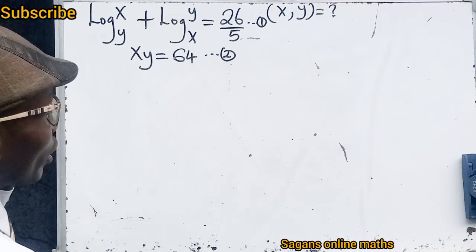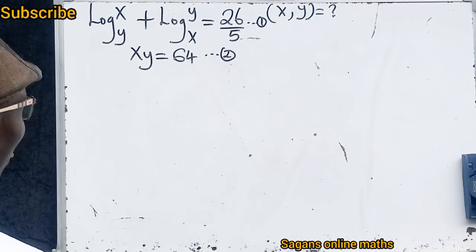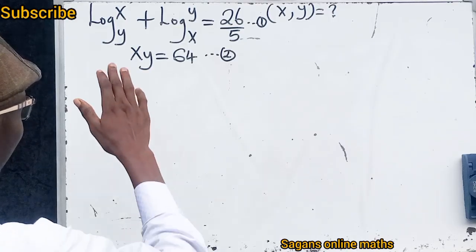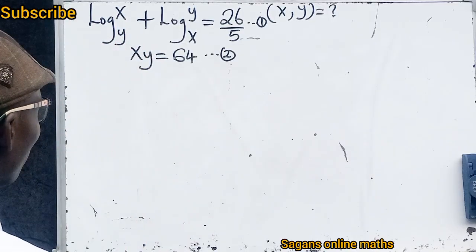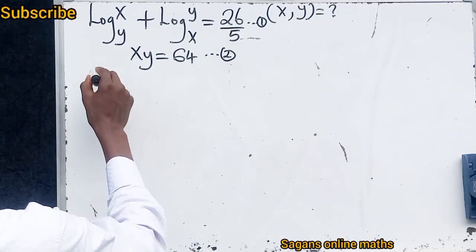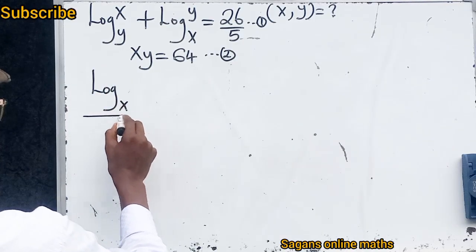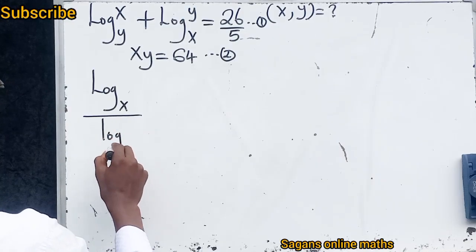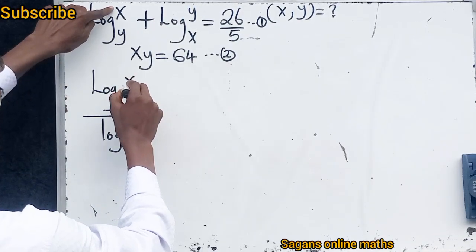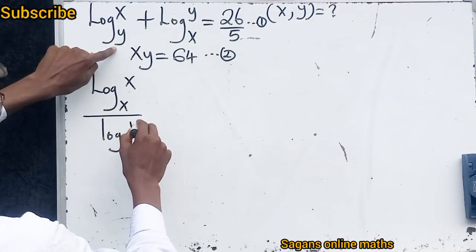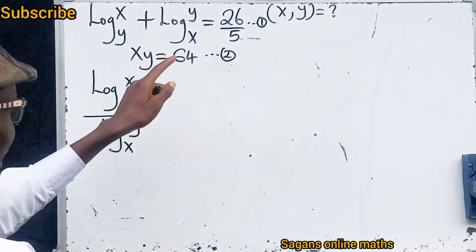Now I'm having log y base x. I'm going to do change of base. Change of base will help us a lot in this problem. I'm going to put everything here in base x. So I'm going to have log y base x divided by log x base x. I'm having x here, so I will put this x here. I'm having y here, so I will put this y here. Remember, I'm doing change of base. I'm going to put everything in base x. You can see that here is also in base s.